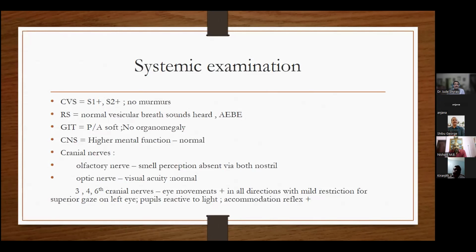What is UPSIT actually? What's the full form? University of Pennsylvania Smell Identification Test. You told something else earlier. Okay, University of Pennsylvania. What is it actually? Just curious. Sir, it is actually, there are certain 40 items.